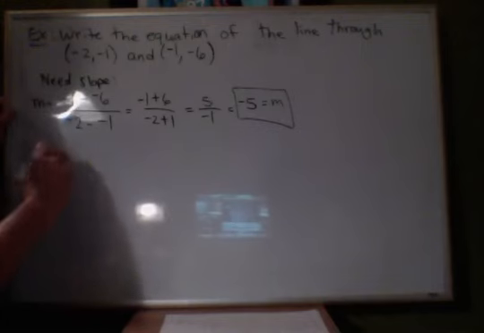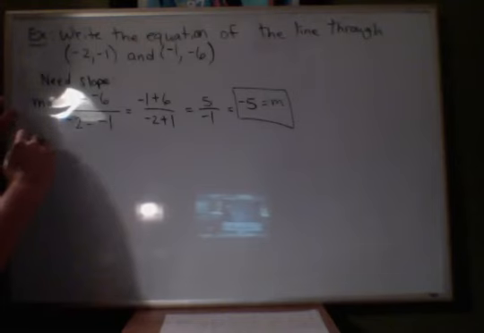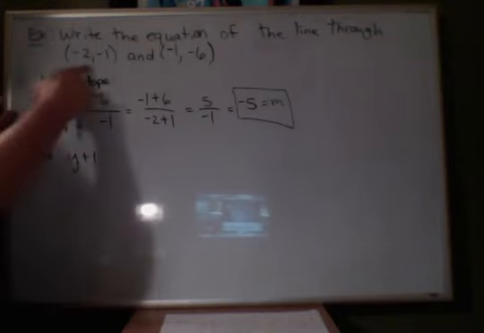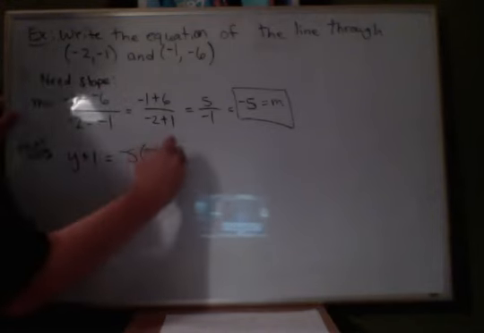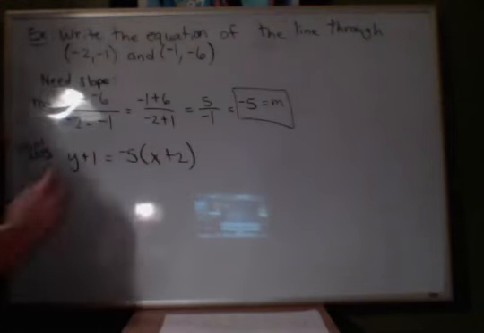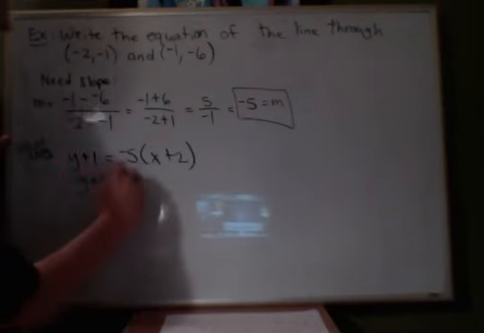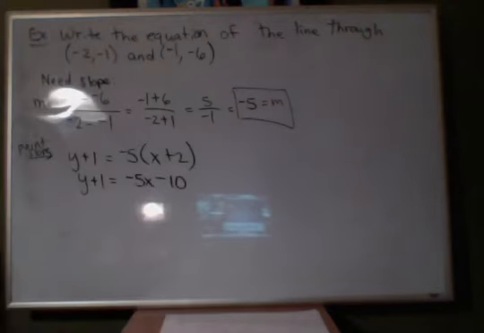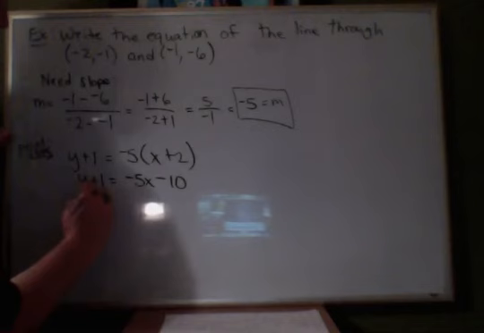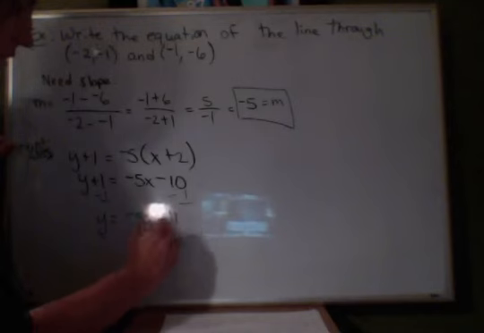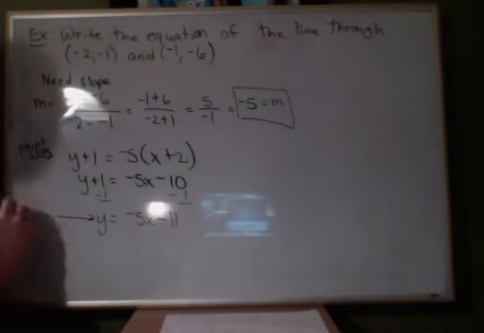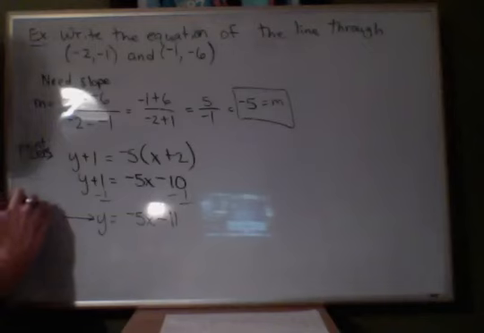So I'll start with point slope. This is going to be point slope. Y plus 1, y minus -1, right, equals -5 times x minus -2, which is the same as x plus 2. So then we will distribute to get -5x minus 10 and subtract 1 on both sides so that we get an equation y = -5x minus 11. And this is our slope-intercept equation that is unique to this line.